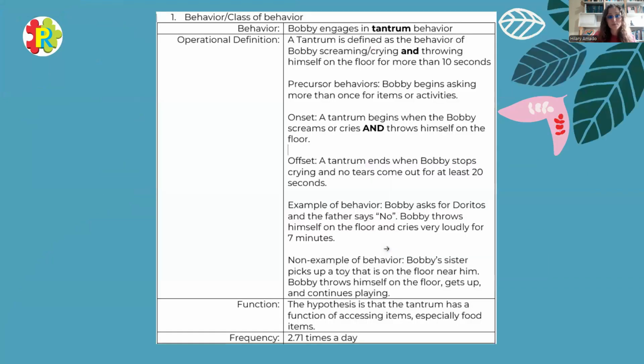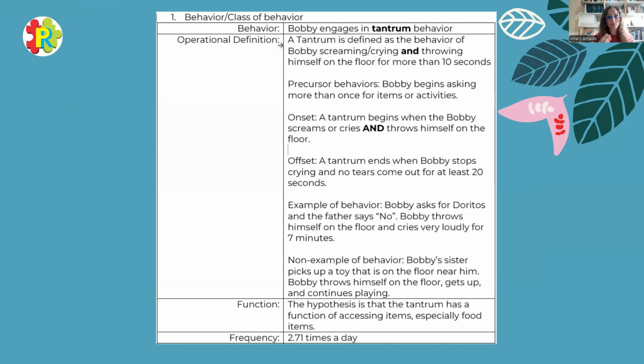Here's what a BIP might look like. So for example, what's the behavior? Bobby engages in tantrum behavior. Well, what's a tantrum for Bobby? It might look different for every kid, right? A tantrum is defined as the behavior of Bobby screaming or crying and throwing himself on the floor for more than 10 seconds. What are the precursors?